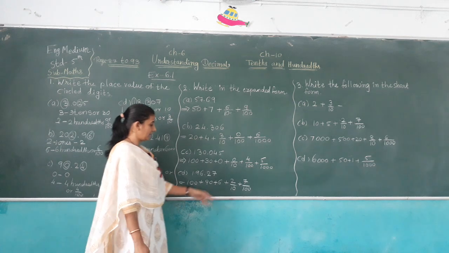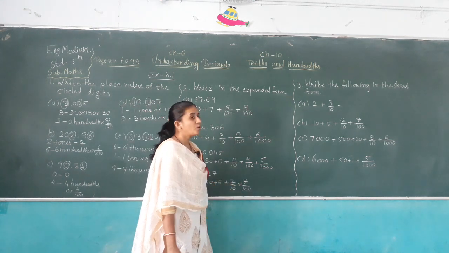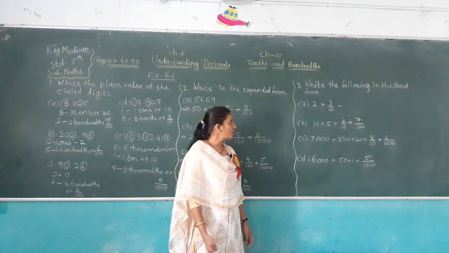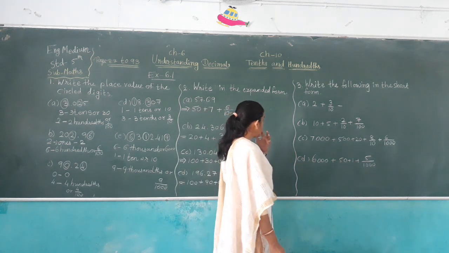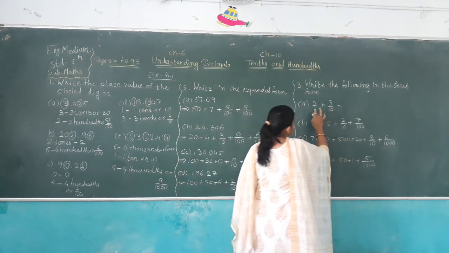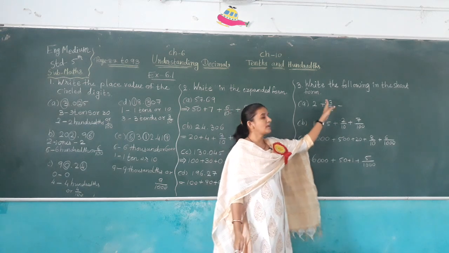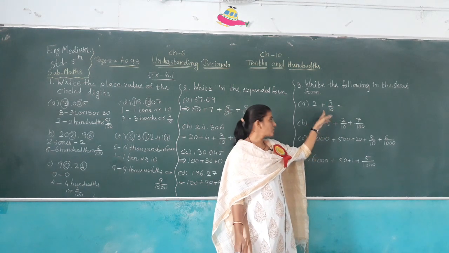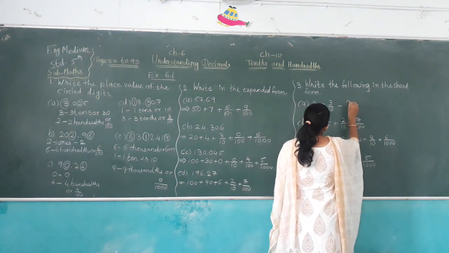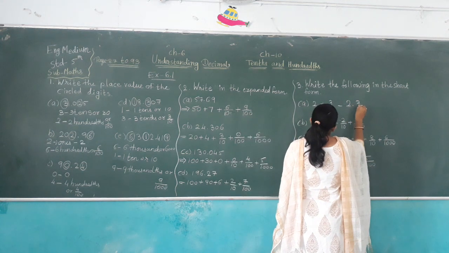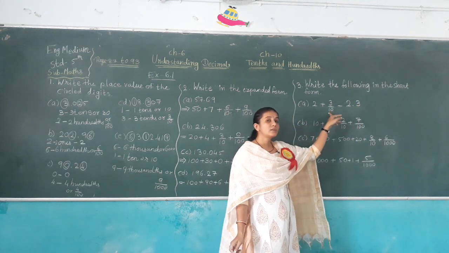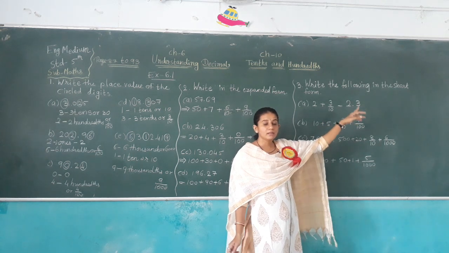Now question number 3: write the following in short form. So 2 is a whole number and 3 out of 10 is a fraction, integral and fraction. So here 2 plus 3 tenths, you write it 2.3.